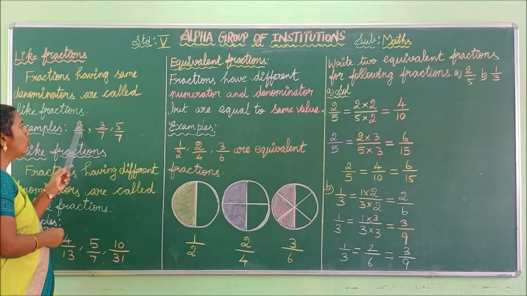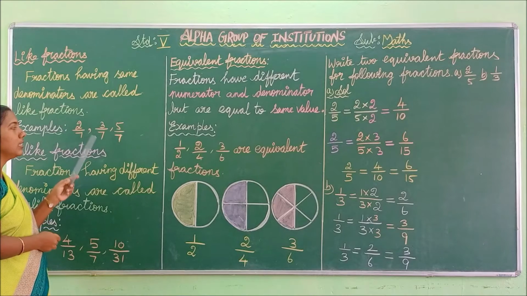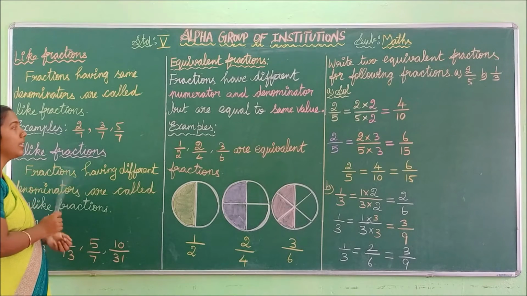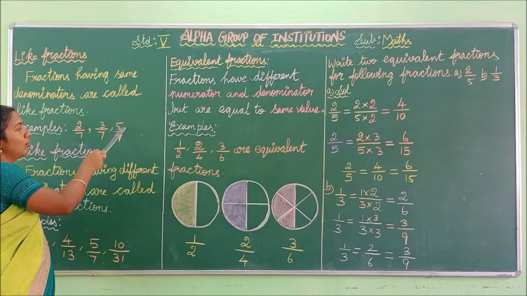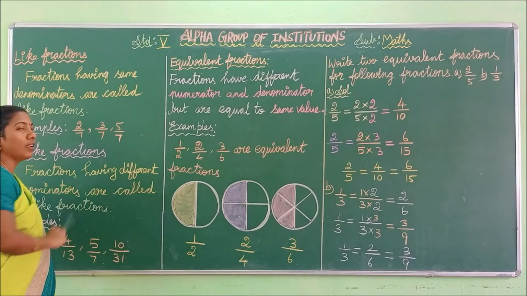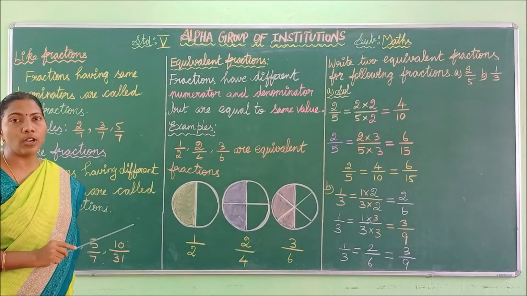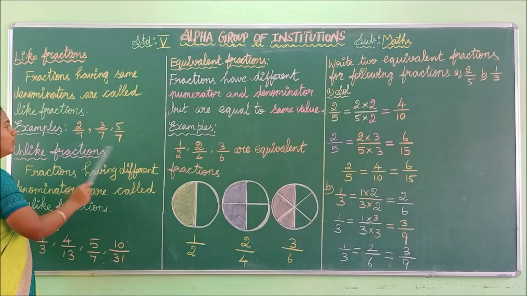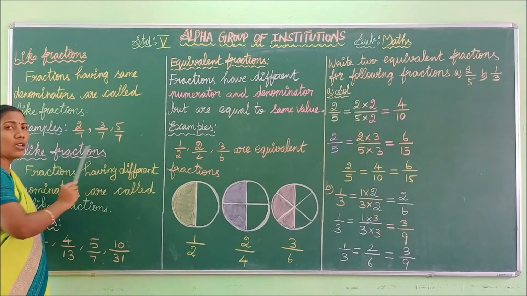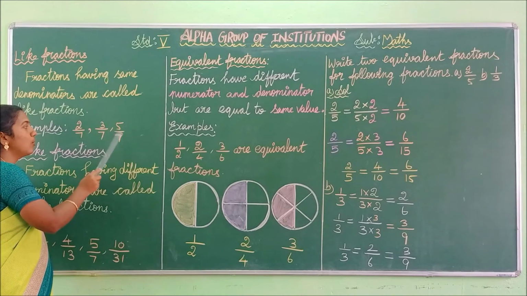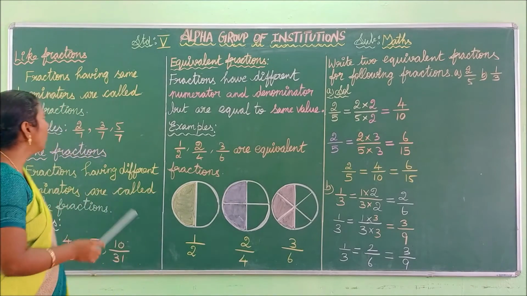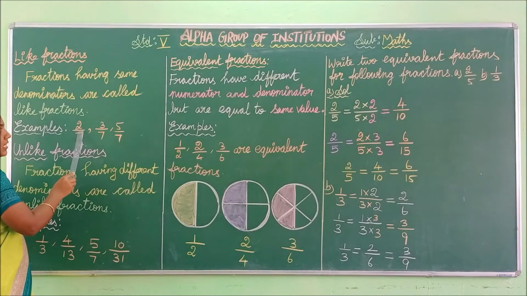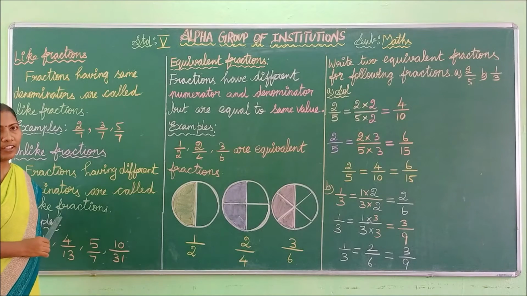See here, 2 by 7, 3 by 7, 5 by 7. Here you have the numerator 2, here the numerator 3, here the numerator 5. But see the denominator. The denominator is the same number. What is it? 7. Thus, in the given fractions, all the denominators are same. Such types of fractions are called like fractions. Do you understand? What is like fractions? Fractions having same denominators are called like fractions.